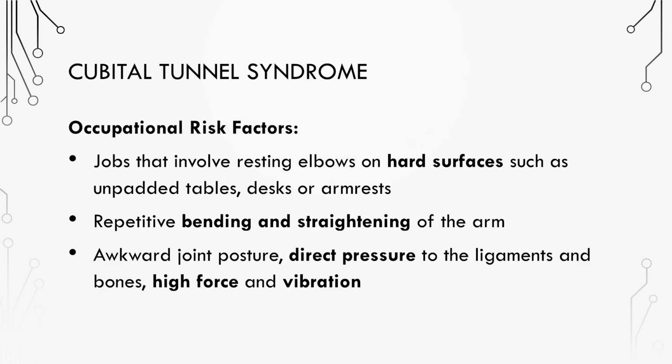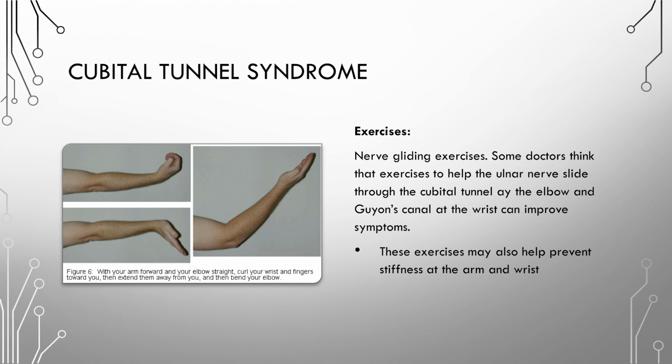The major occupational risk factors for cubital tunnel are resting your elbows on a hard surface, such as a desk or the arm of a chair, and repeated bending and straightening of the arm, particularly while in awkward postures. High force and high vibration, such as swinging a hammer, can also lead to the development or exacerbation of this condition. The primary treatment for cubital tunnel syndrome is rest, nerve gliding exercises, and anti-inflammatory medication. In rare cases, surgery may also be indicated.